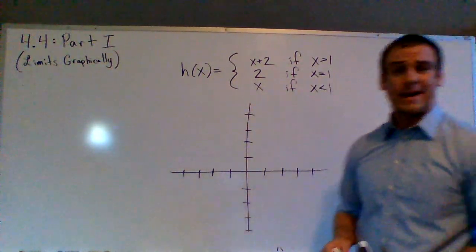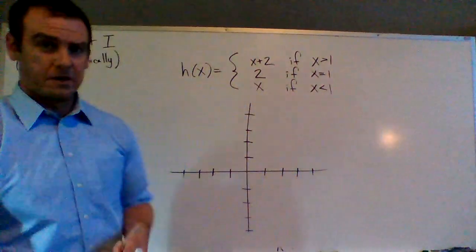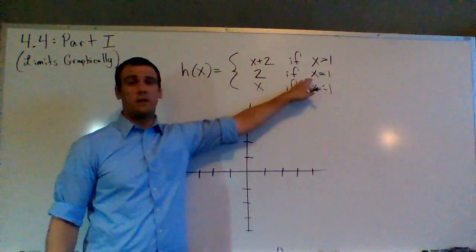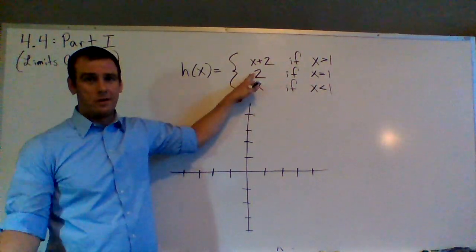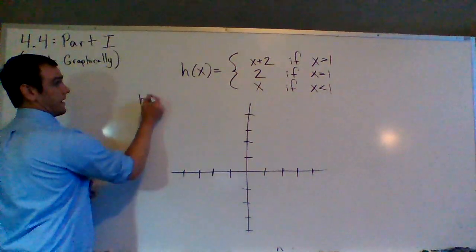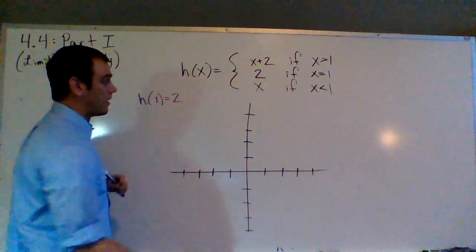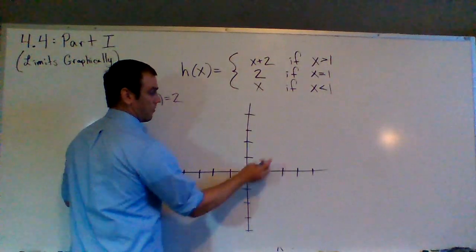Alright, so hopefully you guys are back. We can talk about graphing this. So, I'm just going to start with x equals 1. My y value is 2. That's basically saying that h of 1 equals 2. Same exact thing. So when x is 1, our y value is 2.